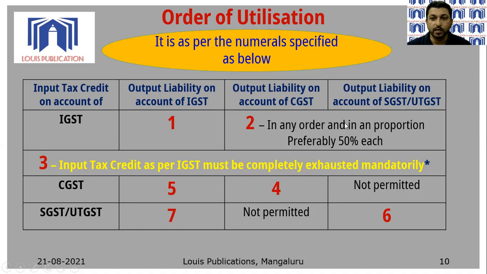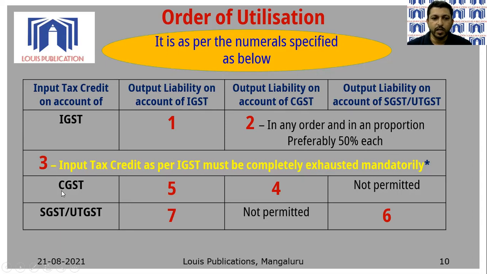So what I'm trying to say is, before you move further from IGST credit, you have to completely utilize IGST credit. That is very, very important. It must be exhausted mandatorily. This is very, very important, except in case of exports. The government has made it very clear. GST Council has made it very clear that IGST credit must first be utilized to settle all types of liability, starting with IGST liability. Then CGST or SGST in 50% proportion we will take.